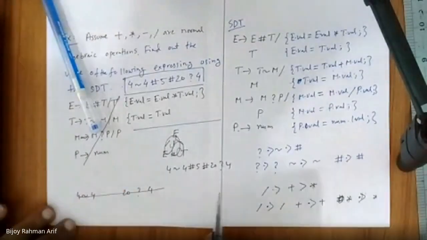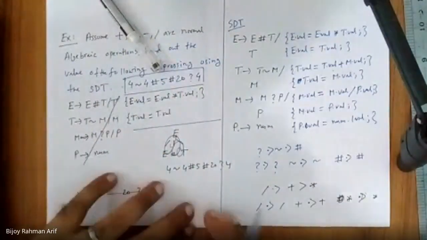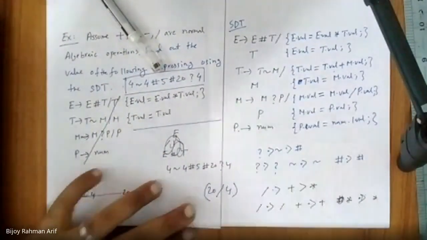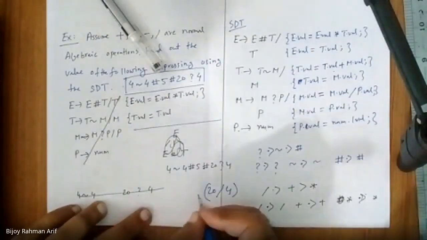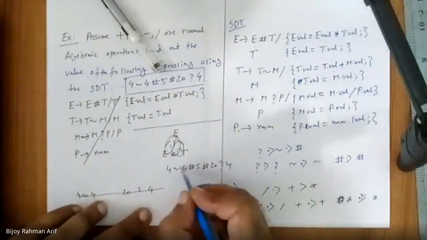Which one has higher precedence? Question mark. And question mark is nothing but division. So it will be like this: 20 division by 4. Then what is the next highest precedence? Plus. Plus is nothing but plus, and plus is left associative. So I have to do this one first.